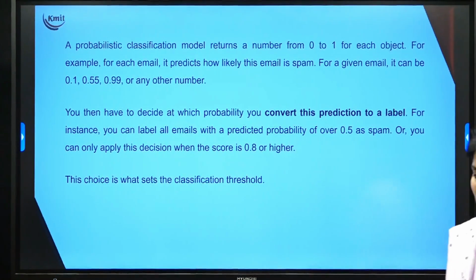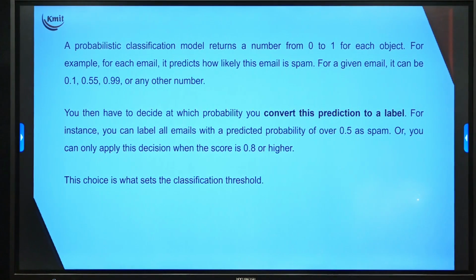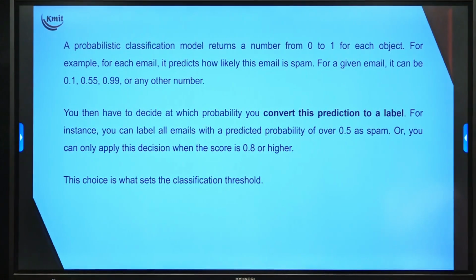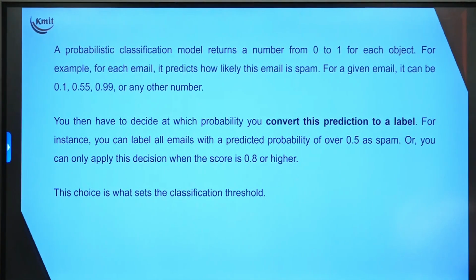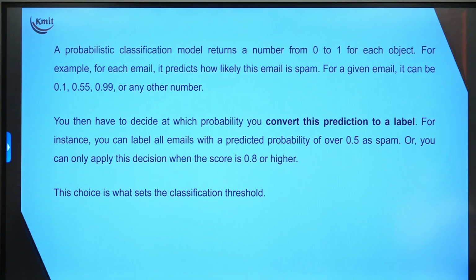When we talk about a probabilistic classification model, it returns a number from 0 to 1. I may have so many values from 0 to 1, for example 0.5 is one value, 0.55 is one value, 0.11. So I have to put all these values either into the 0 category or the 1 category. You can label all the emails with a predicted probability of over 0.5 as spam, otherwise not spam. So depending on the probability, we divide or predict the classes.